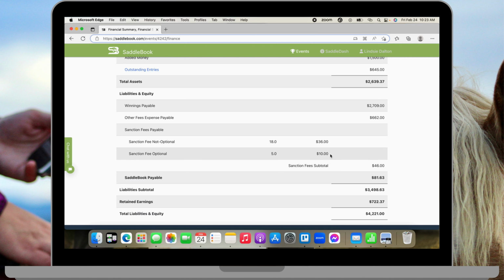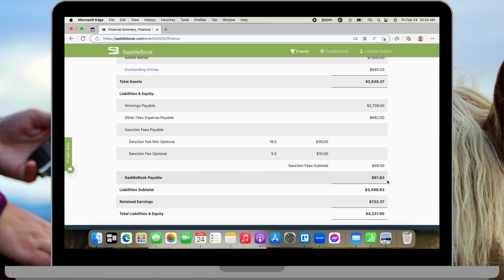These are the fees that you will want to pay out to your sanctions. So these would break it down by each sanction. So our not optional sanction, we as a producer will want to pay $36. Our optional sanction, we as a producer will want to pay them $10, bringing our total sanction fees to $46. These are fees that were already paid by the contestant.